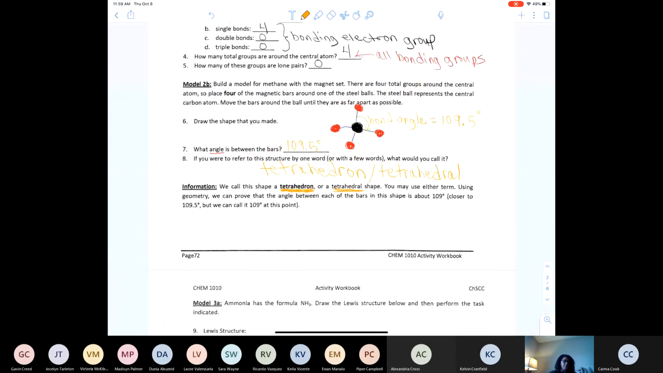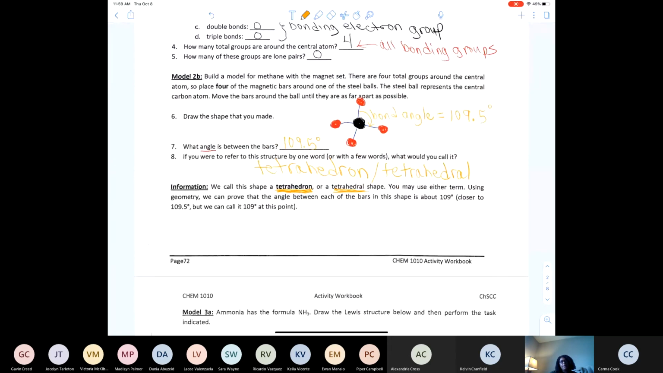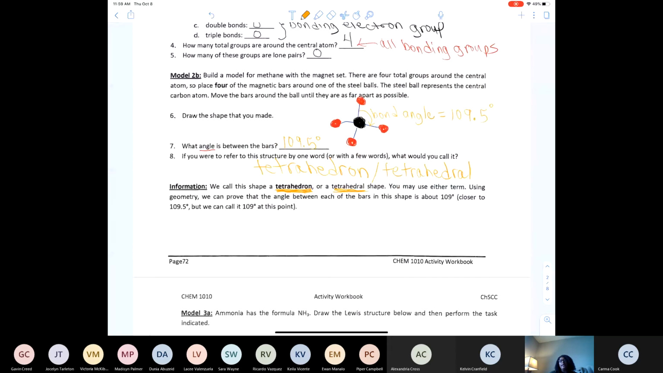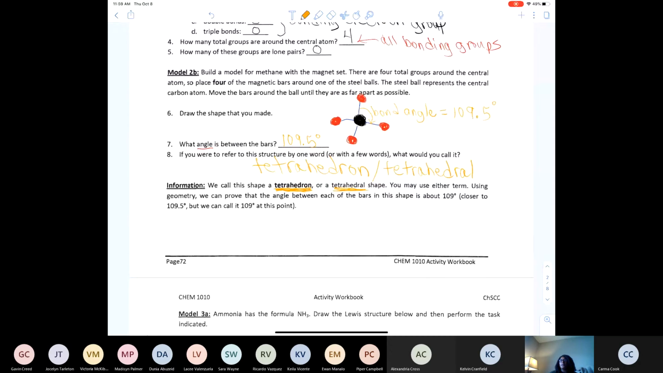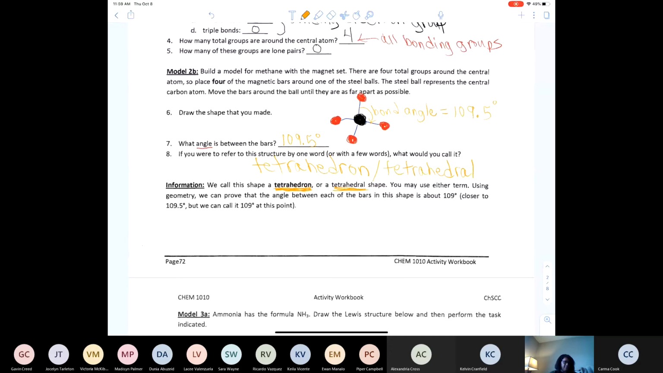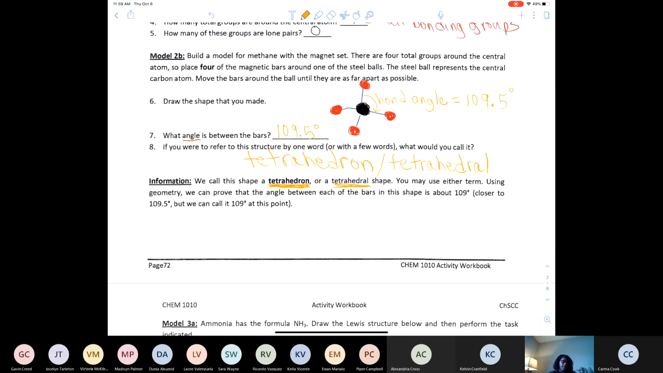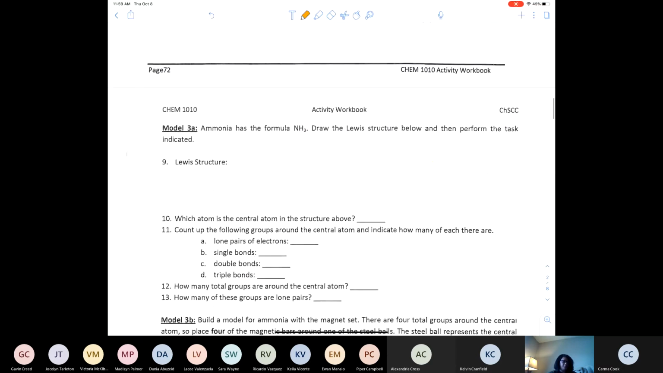So I want to do one more of these with you. And then the remaining 3, I'm going to send you to your group rooms, and you're going to complete Models 4, 5, and 6 within your groups.